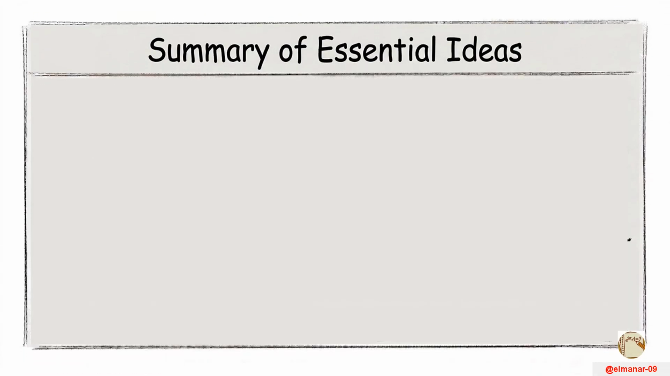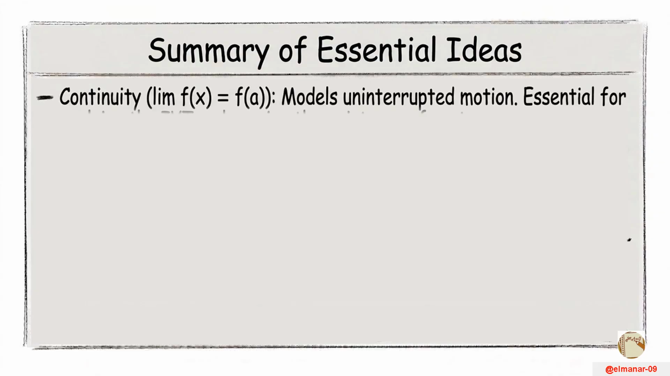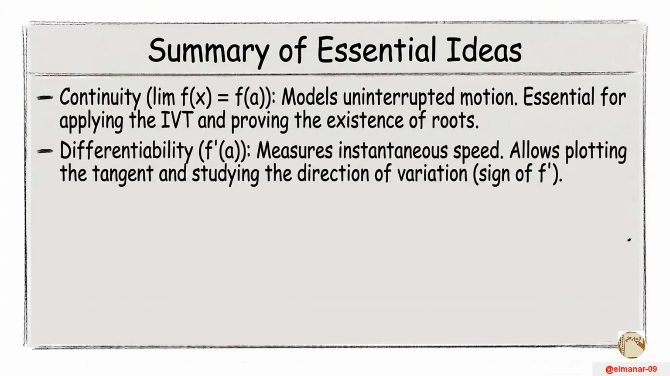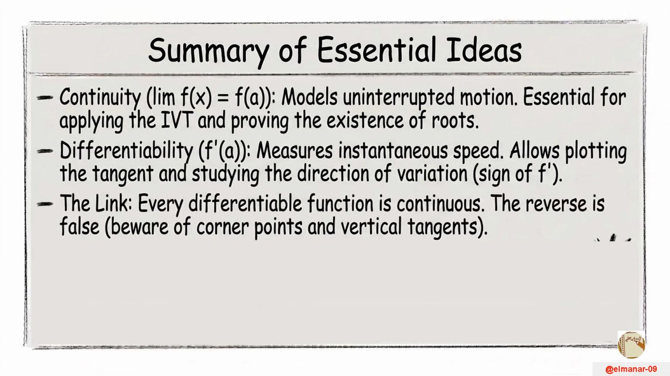We've reached the end of our journey. Let's wrap up with a summary of essential ideas. Remember, 1. Continuity means uninterrupted motion. It's the key to using the IVT and finding roots. 2. Differentiability measures instantaneous speed and allows us to plot tangents and study the direction of variation. 3. The link. Every differentiable function is continuous, but watch out for corner points and vertical tangents where the reverse fails.